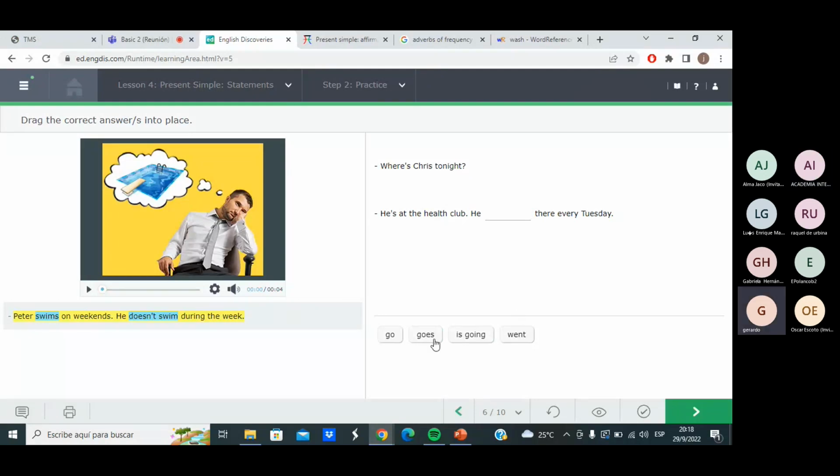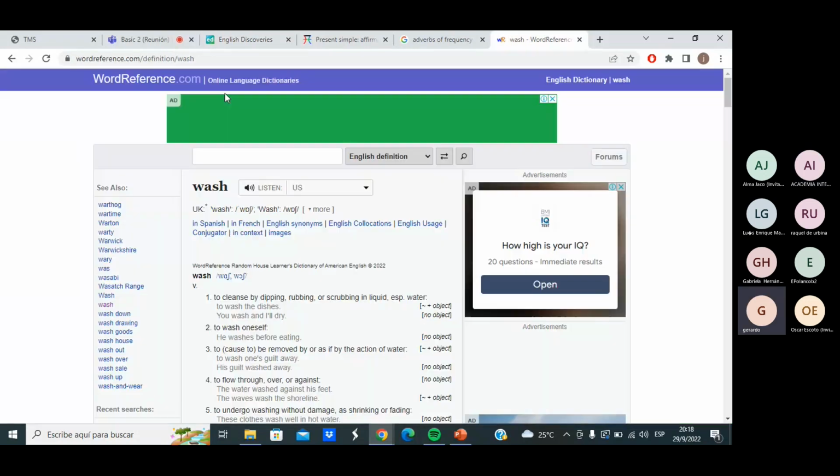The second, but I don't know how the pronunciation goes, goes or goes. Sería goes. Goes. Yeah, like goes. Similar. Similar, yeah, similar.